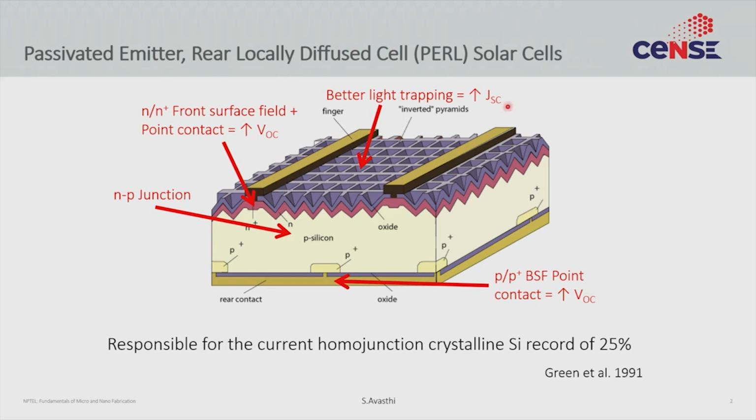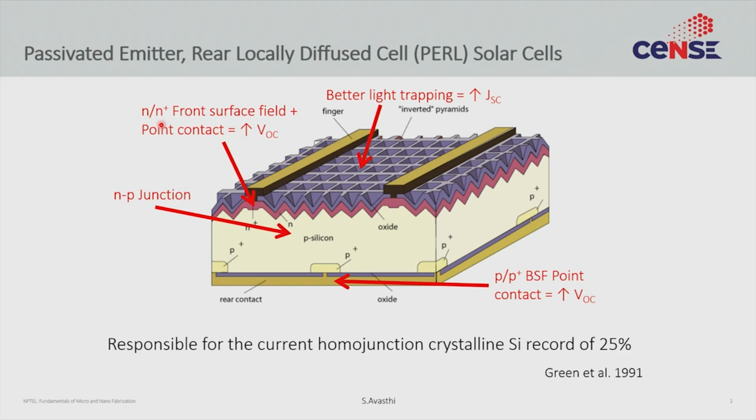And the same on the back side: this P plus contact reduces the surface recombination, using the same physics that the N plus junction uses to reduce surface recombination. And then we have these point contacts, and yeah, this is the solar cell. Increased voltage and increased current both increase the efficiency.